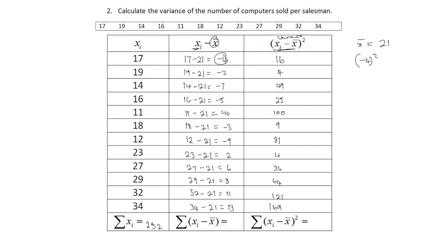The sum will be 252. If we add up all our variances, by the way, this one will always be equal to 0. When you add them up, it will always be equal to 0. And then we look at the variance squared. When we add them up, it will be 678. And there we have it. We have now completed the table.